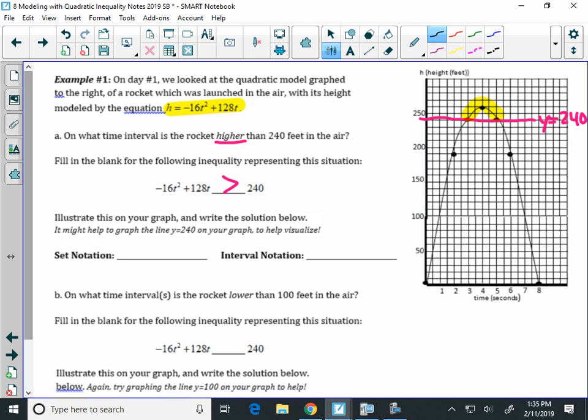When I do set notation, and a couple people mixed up set notation and interval notation on their quiz, set notation is curly brackets.